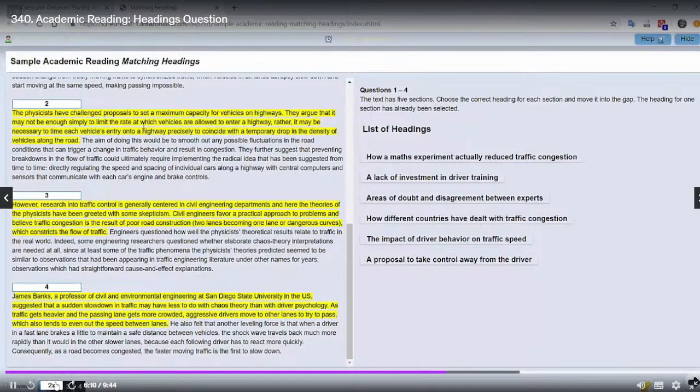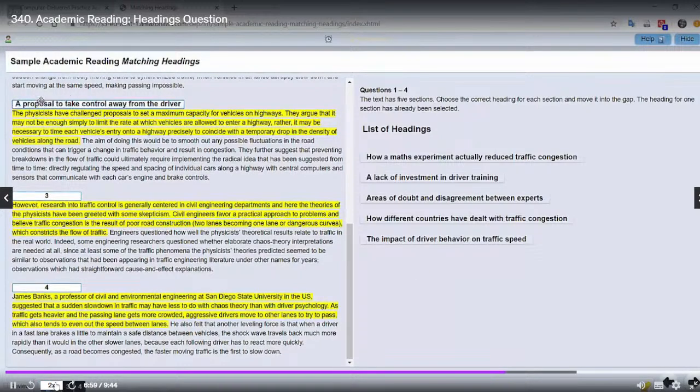So what is this sentence saying, right? It's saying they're challenging these proposals to set a maximum capacity. They're saying it's not enough just to limit how many vehicles are allowed. It says you need to regulate the time, right? You need to regulate the time. So what matches that information? A math experiment? Nothing about that. A lack of investment? No. Disagreement between experts? No. There's no disagreement. How different countries? No. The impact of driver behavior on traffic speed? No. Right? A proposal to take control away from the driver.